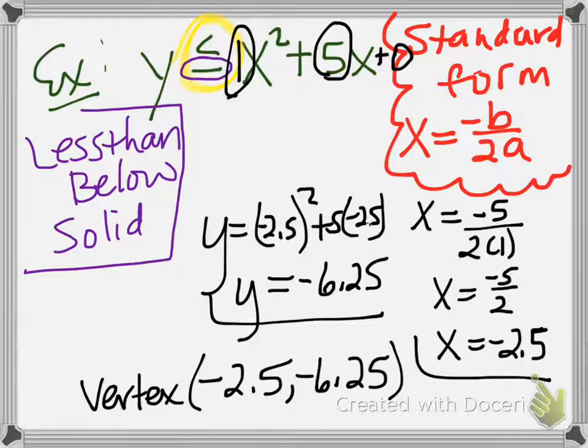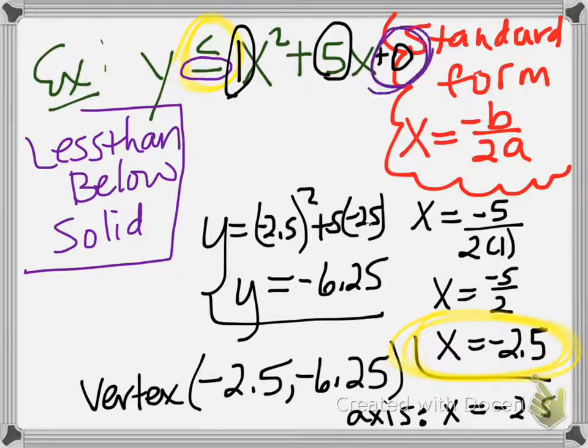The axis of symmetry is x equals negative 2.5 because it's exactly the same as this x value we found just a moment ago. Okay? I know those two things, and the last thing I need is my y-intercept, and you might remember that the c is always your y-intercept. So our y-intercept is 0. So I'm going to take this all to the next screen and graph it.